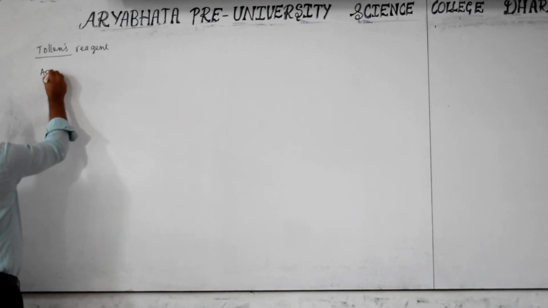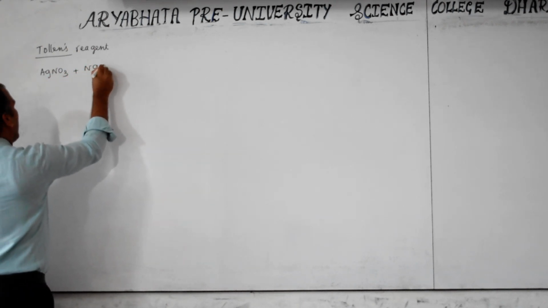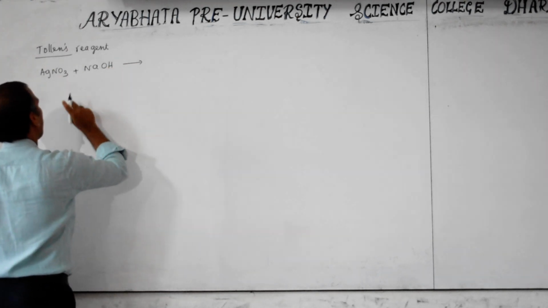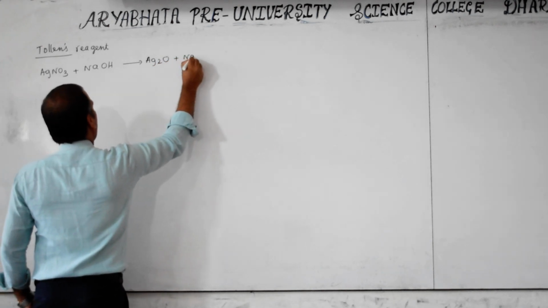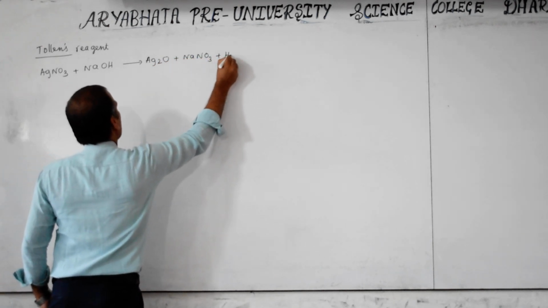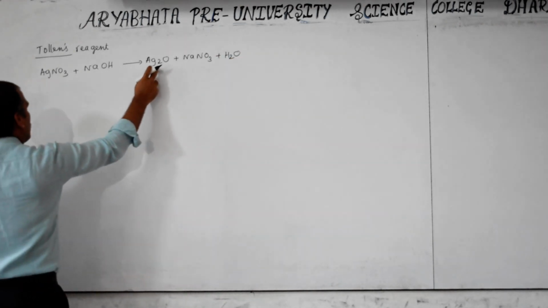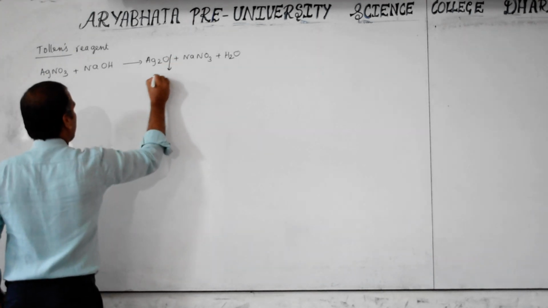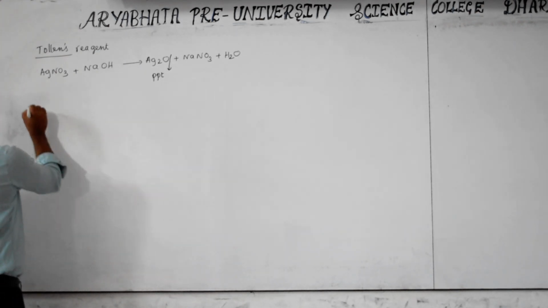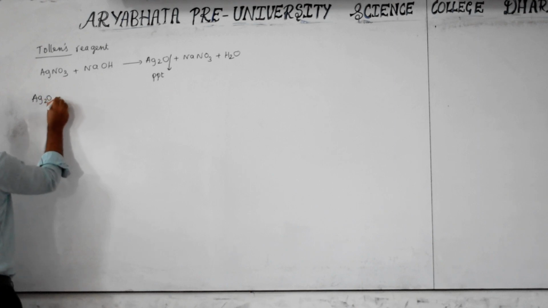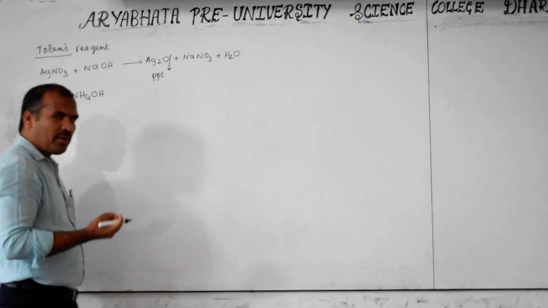We know that AgNO3 is present in the laboratory. It reacts with NaOH, and then it forms Ag2O plus NaNO3 plus H2O. You can balance this equation later. This Ag2O is a precipitate, a PPT, which is generally insoluble. So this precipitate Ag2O is treated with ammonium hydroxide. How do we prepare that in the laboratory?